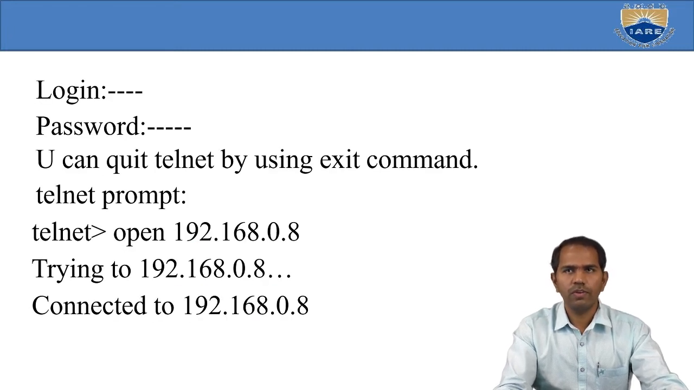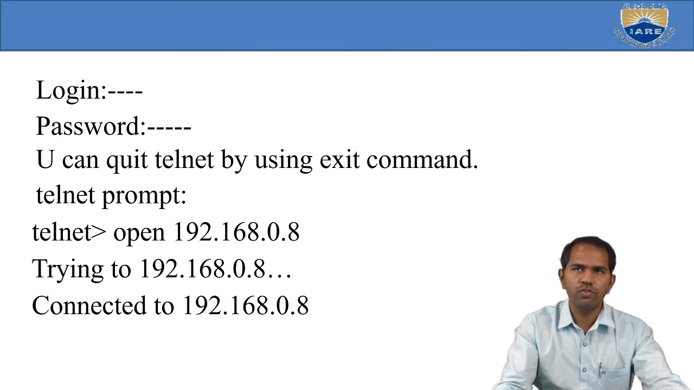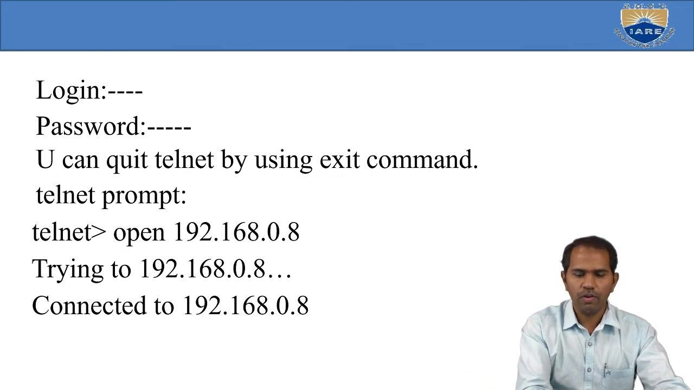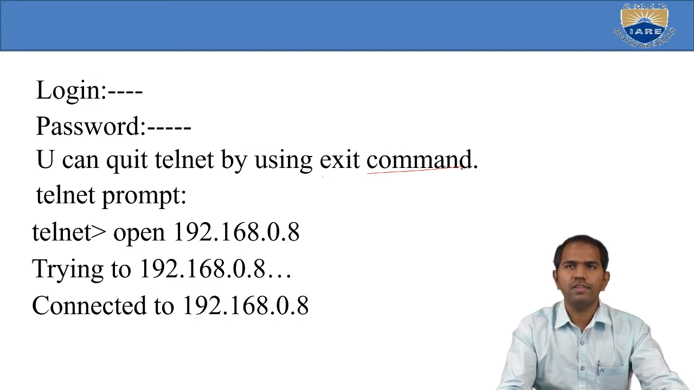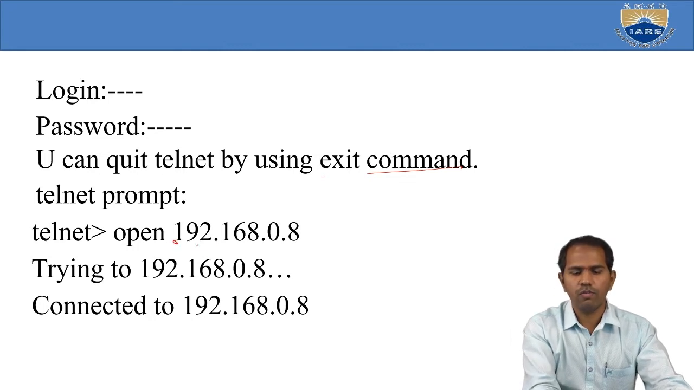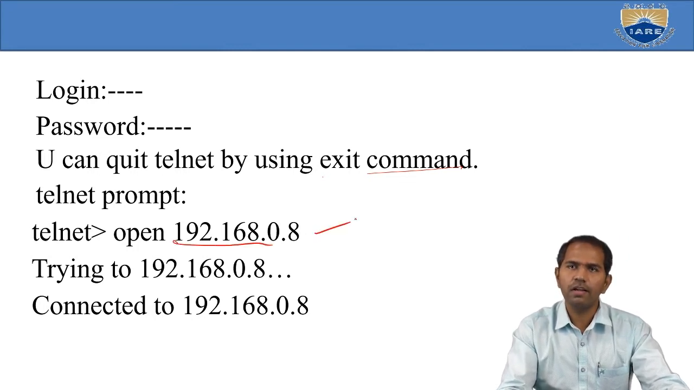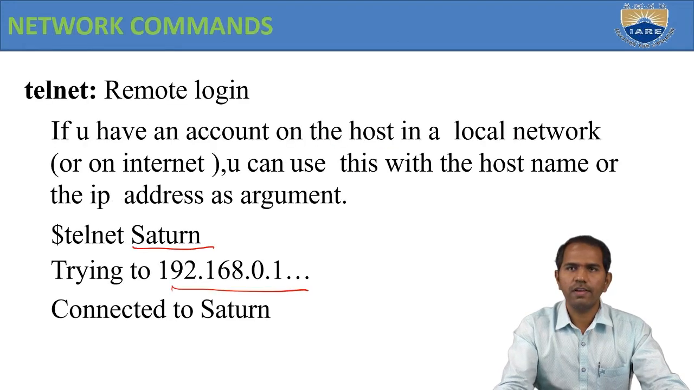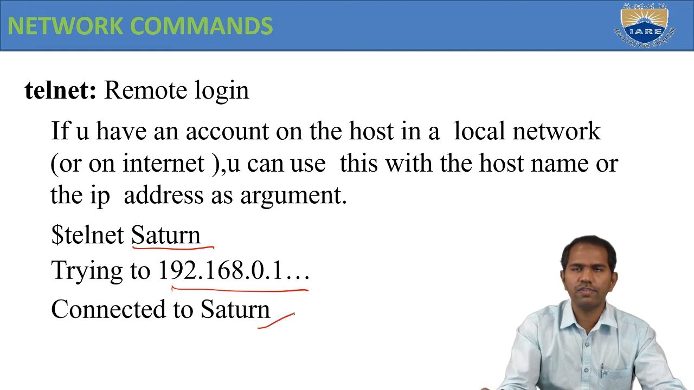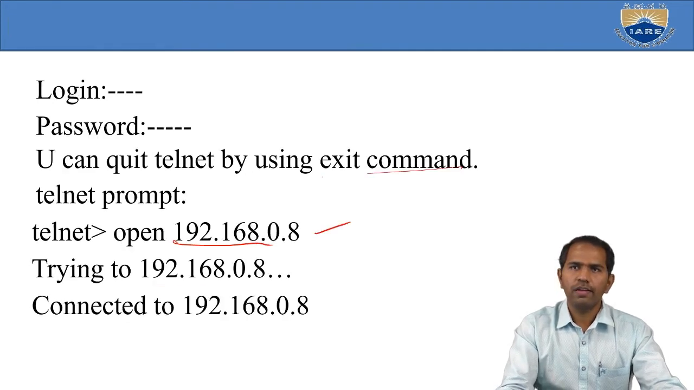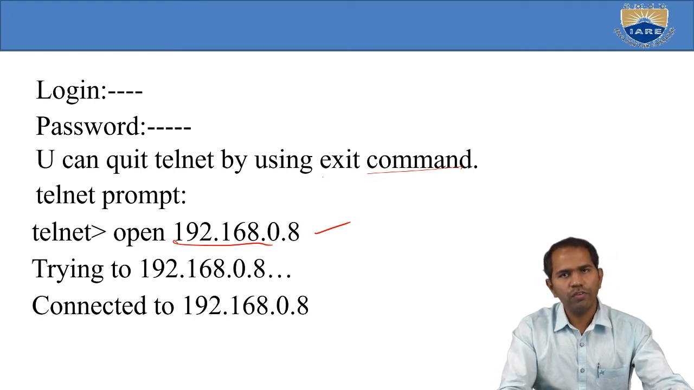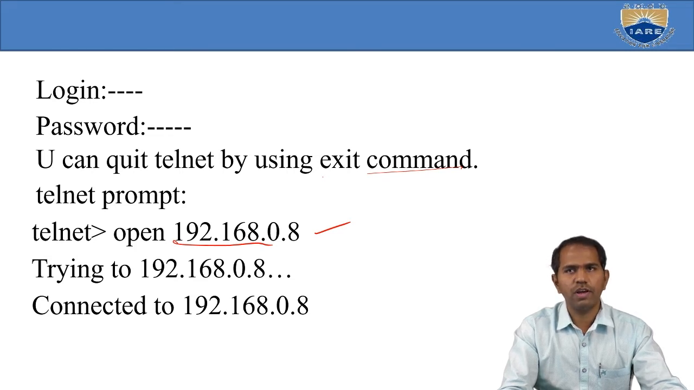Now login and password. When I want to quit telnet, I can use the quit command or exit command. Simply we have to exit from the telnet command. Or telnet open, in the sense we give the IP address or host name as an argument. Previously I gave Satran as a host name. This Satran has a particular IP address, and it's trying to connect to that IP address. It's connected, then it shows the status. So telnet is remote login. After it's connected, it asks for login and password. Once I want to quit telnet, use the command quit or exit.